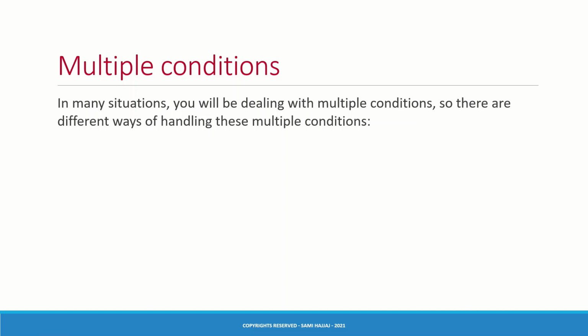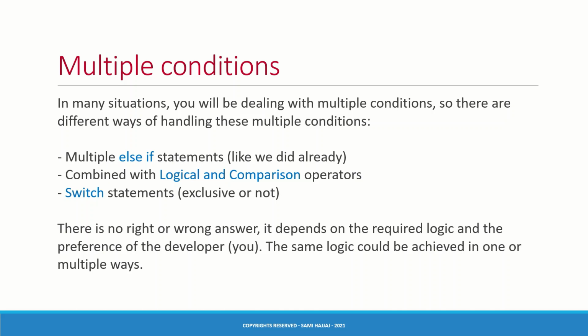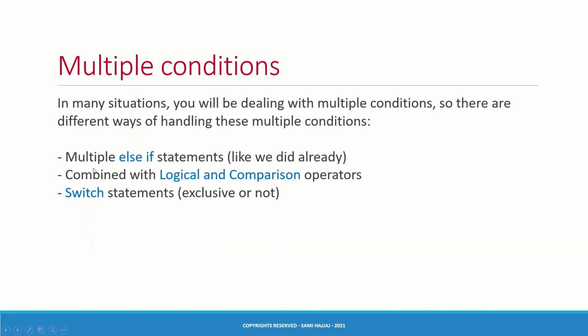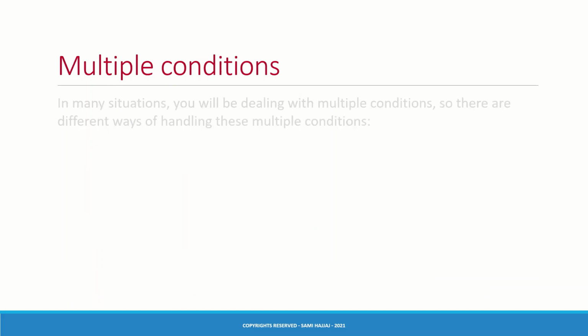Okay, so if you have multiple conditions in general, how do you deal with it? Well, first of all, you can obviously use multiple else if statements like we did already, or you can combine logical and comparison operators, or you can use a switch statement. So how does that work? You see, there is no right or wrong answer to which one of these techniques you want to use if you have multiple conditions. You'll have to think about your logic when you're developing the algorithm of your program. You have to determine the relationship between these conditions. You have to ask yourself, are these conditions related to each other or independent of each other? Then based on that, you can determine the best course of action.